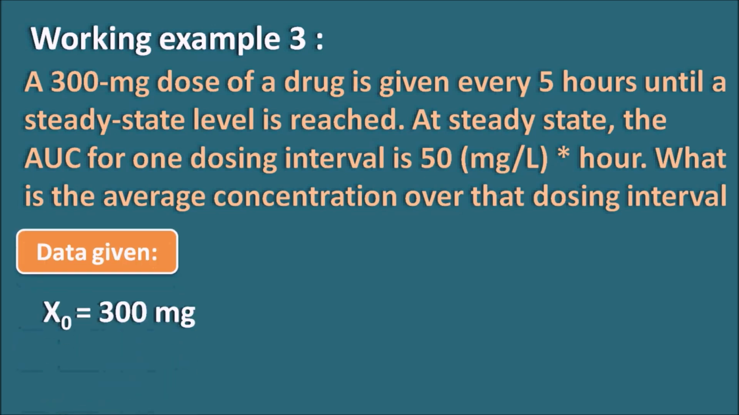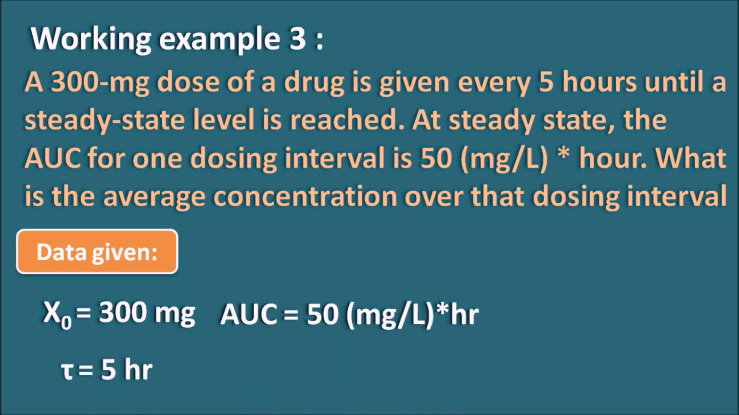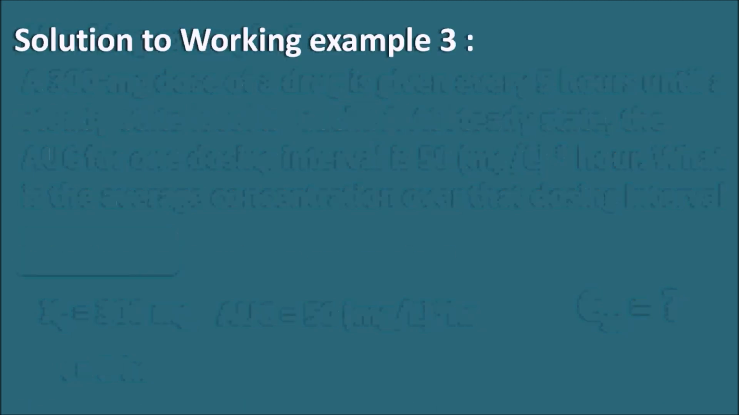This is a different question, and here let us see the data given. X naught is equal to 300 mg, tau is equal to 5 hours, and AUC is equal to 50 mg per liter into hour. So what we require is the CSS, that is steady state concentration. Now let us go with this solution.